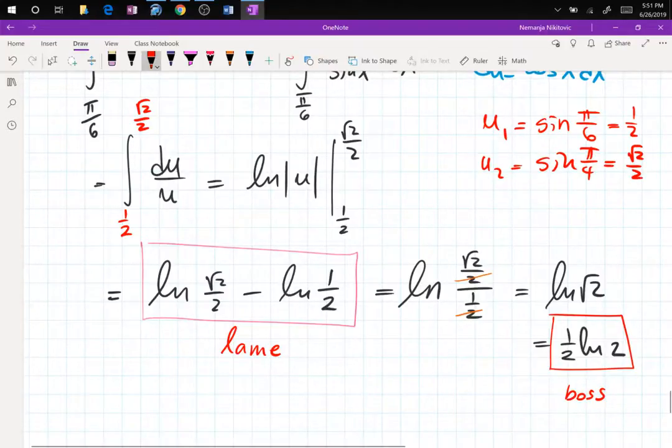Would it technically be wrong if we didn't replace the limits of du over u with the 1/2 and the root 2 over 2 values and just used pi over 4 and pi over 6? Because when you replace u with sine x again and evaluate it, you get the same answer, right? So yes. Do we have to, or is it just good habit?